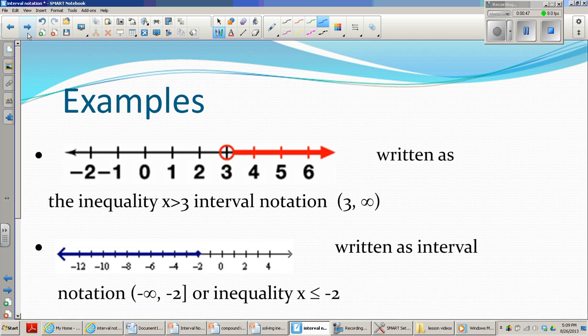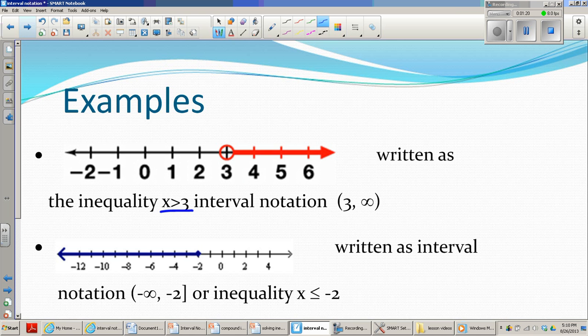Some examples. Our first example is a graph. If you look at this graph, you would identify it as being x is greater than 3. It is an open circle, so that would mean that it's not equal to. If we were to write the inequality that goes with that graph, we would have x is greater than 3. So our task really is to write this in interval notation for the same problem.